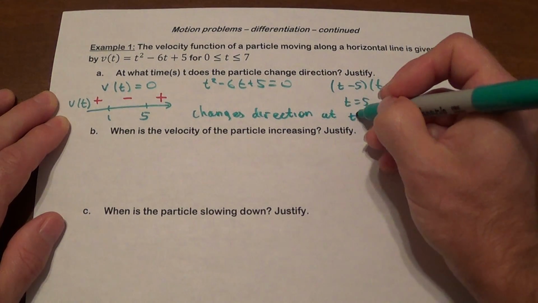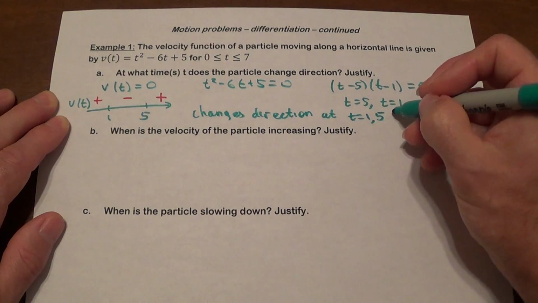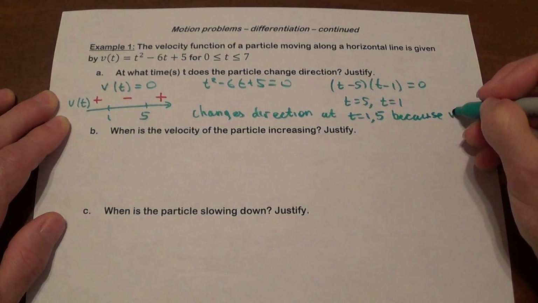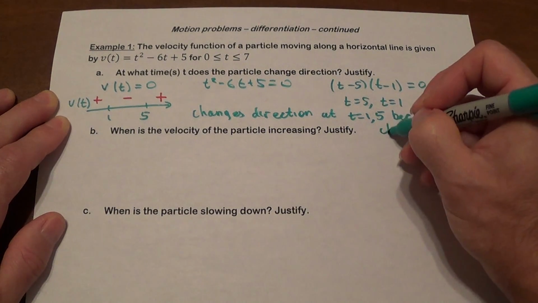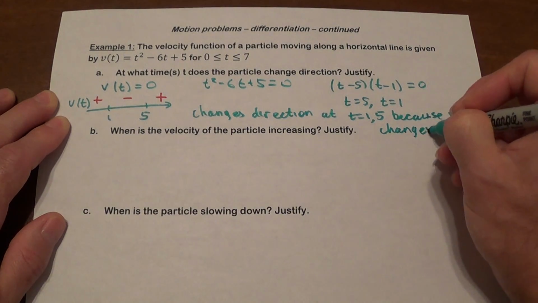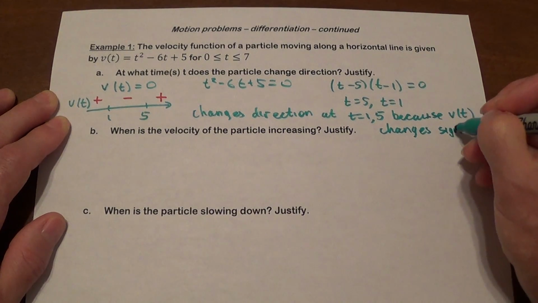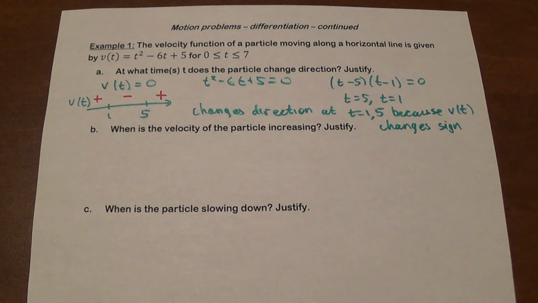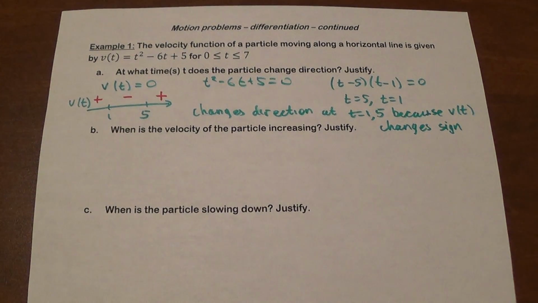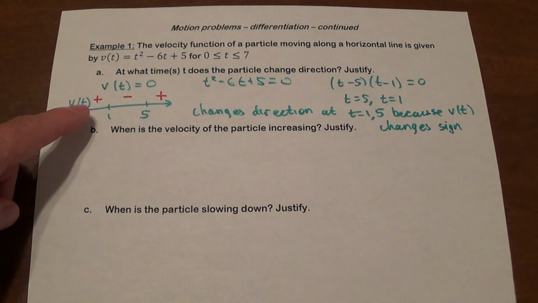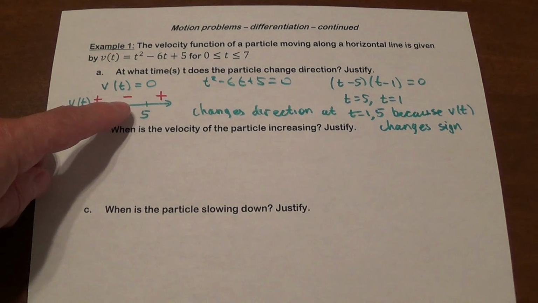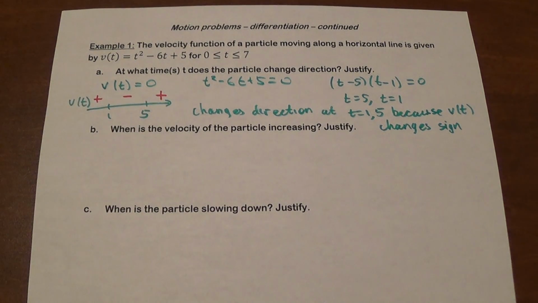At t equals 1 and 5, v of t changes sign. It doesn't matter from what to what, it just changes sign, which means the direction is going to change. So here, for example, you are moving forward, and you switch to moving backward, and now you're moving forward again. When is the velocity of the particle increasing?